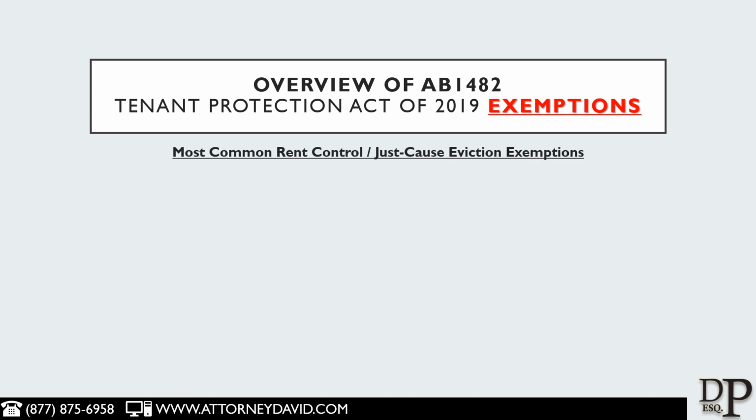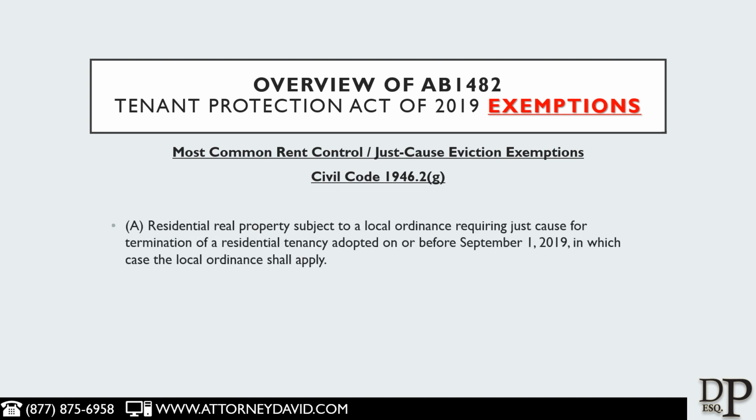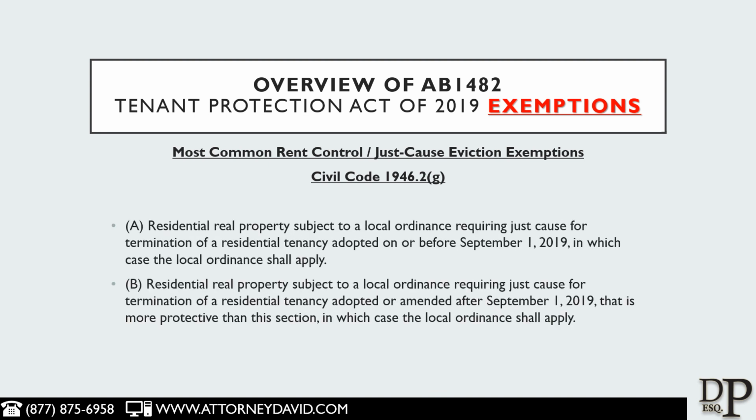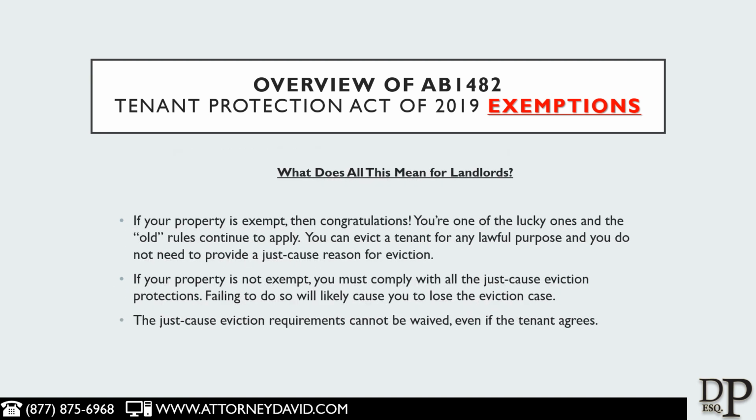Another exemption is if there is a local rent control ordinance that requires just cause for termination of the tenancy and that was adopted before September 1st, 2019, so long as the local just cause ordinance is more protective than AB 1482. So for example, if your property is subject to the Los Angeles Rent Stabilization Ordinance and the RSO, then the property would not be required to go by the rules in AB 1482, but the rules of the RSO would apply. In sum, what does all this mean for landlords?